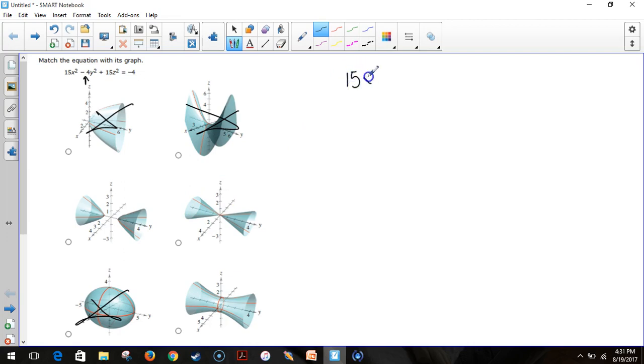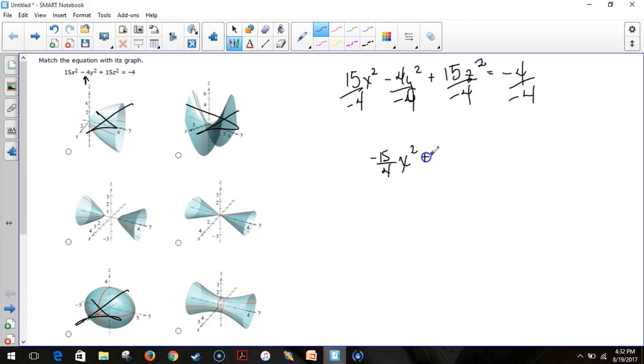I got 15x squared minus 4y squared plus 15z squared equal to a negative 4. Well, I know I need this to be equal to a positive 1. So if I divide everybody by a negative 4, I now get a negative 15/4 times x squared plus a y squared minus a 15/4 z squared. And there's my 1. And I'm actually pretty much done right now.